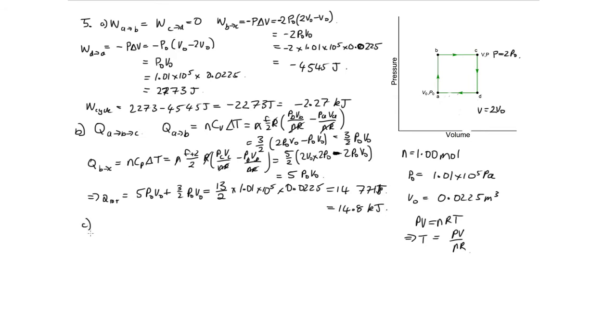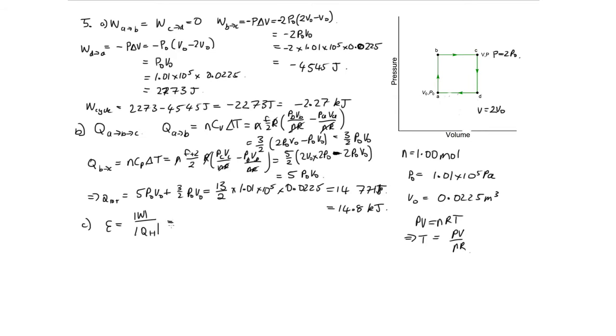Okay, part C then asks us for the efficiency of the cycle. So by definition, the efficiency is what we get out divided by what we pay for. So what we're getting out is the work done by the gas, and that's over QH, the amount of heat that we put in during the intake strokes.